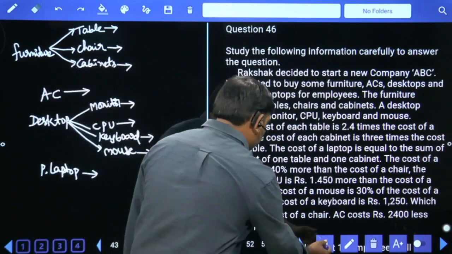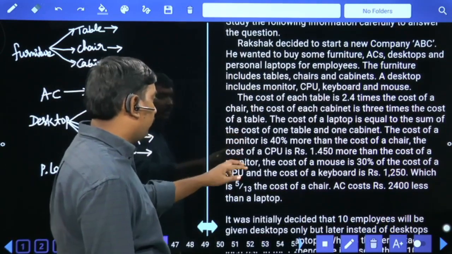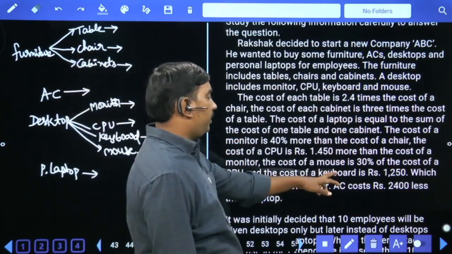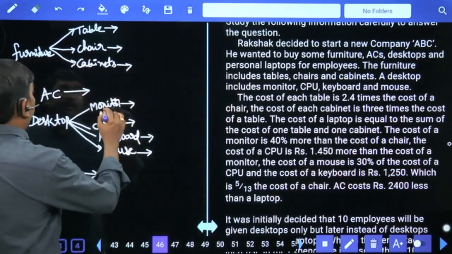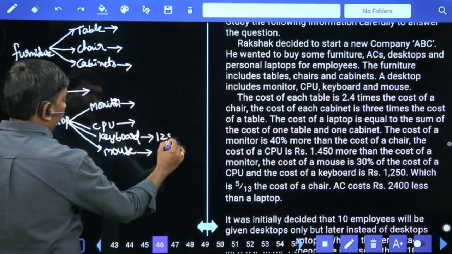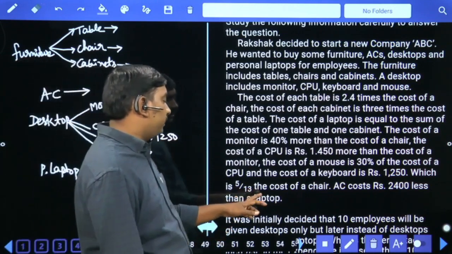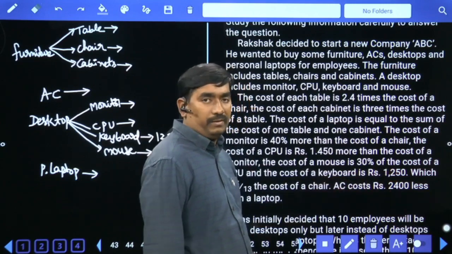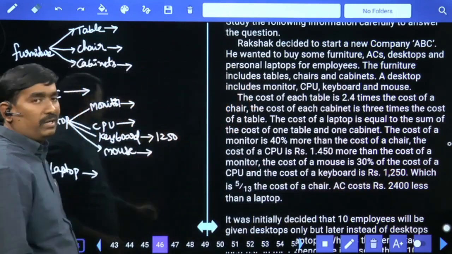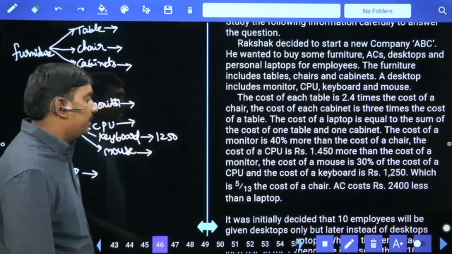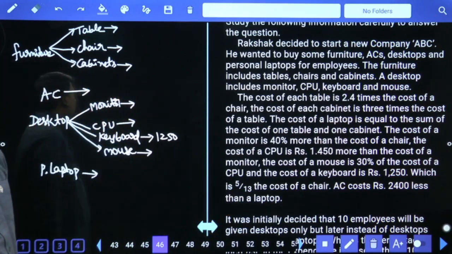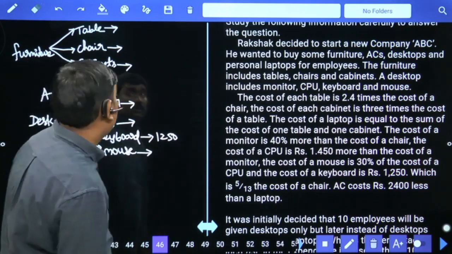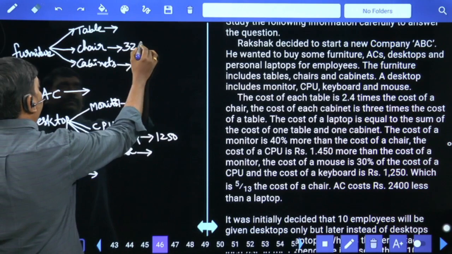If you look at the data, only one value we should find here in the entire data. Cost of a keyboard is 1250, which is 5/13 of the cost of a chair. Out of 13 parts, 5 parts value 1250. 1 part value 250. Then 13 parts value 250 into 13, 3250. Cost of a chair is 3250.